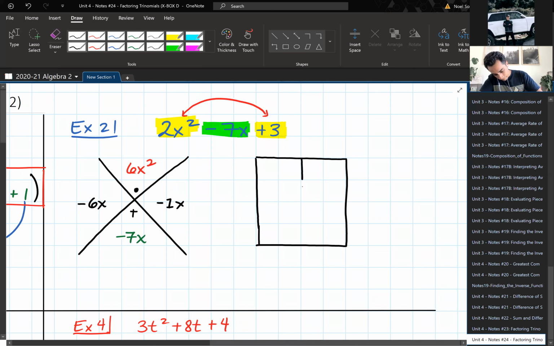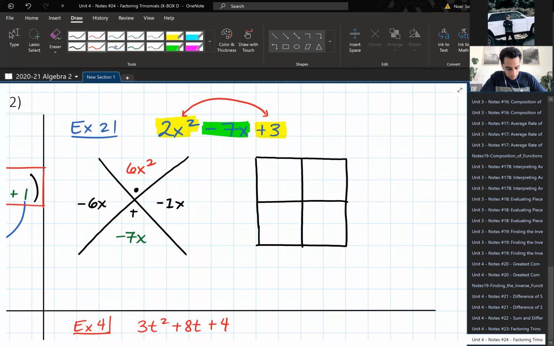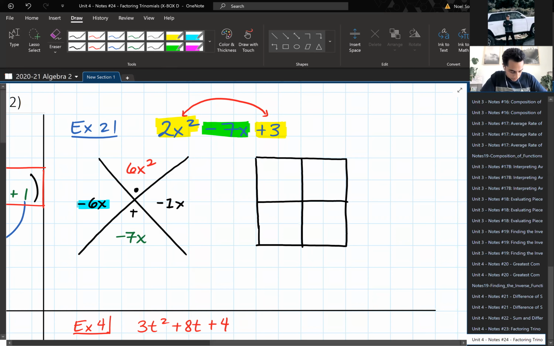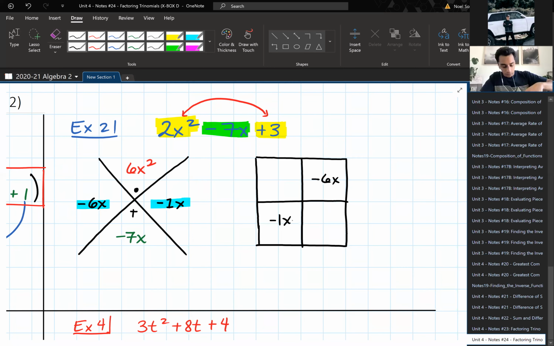And you're going to create 4 squares out of it. The two terms that you just found, the negative 6x and the negative 1x, those two terms are going to be on the diagonal of the box. So you could use negative 6x here and negative 1x, or you could flip them, right? Put negative 1x and negative 6x. It doesn't matter, right? But the two terms that you just found, those are going to go on the diagonal of the box.